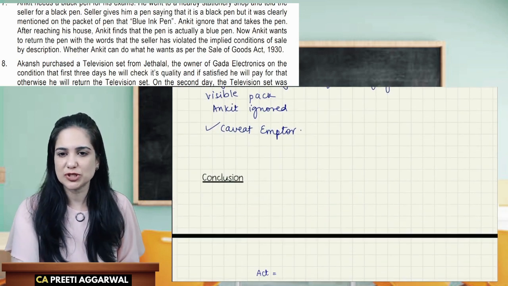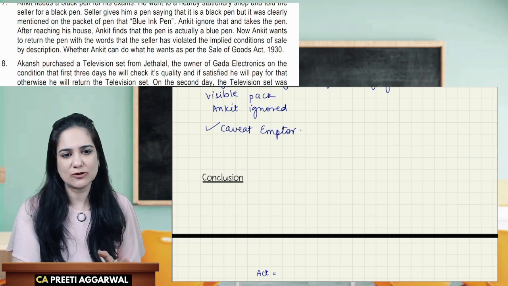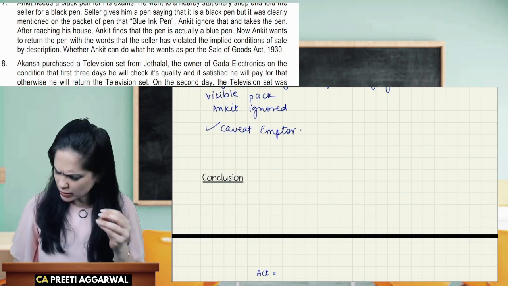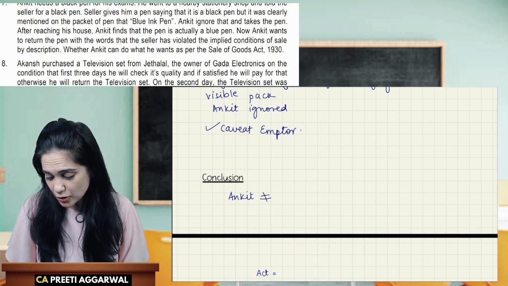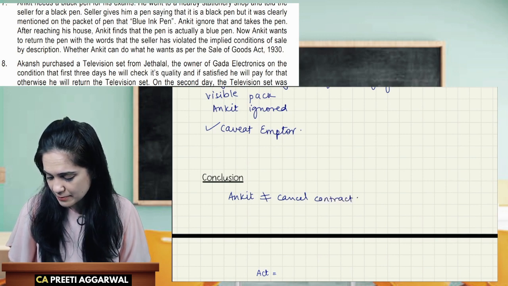Now what is asked in the question? The question says whether Ankit, he wants to cancel the contract. Can he do so? No, he cannot. You say no. Ankit cannot cancel the contract. Okay, he cannot cancel the contract. He cannot return the pen because the rule of caveat emptor applies.